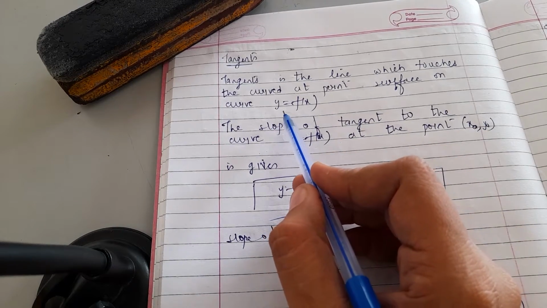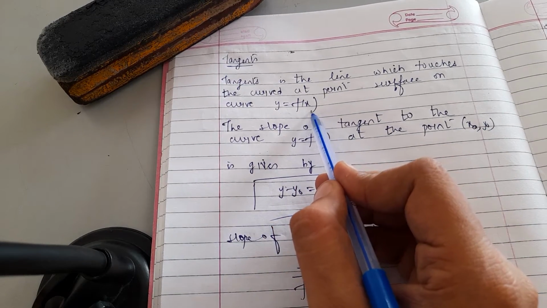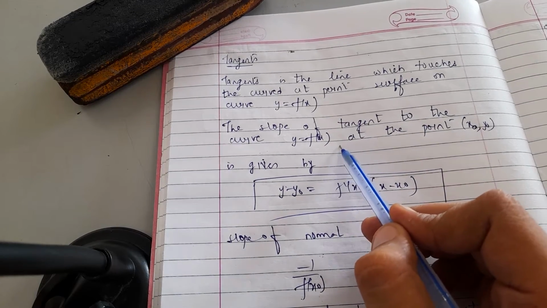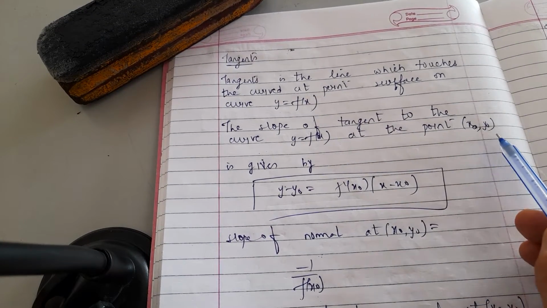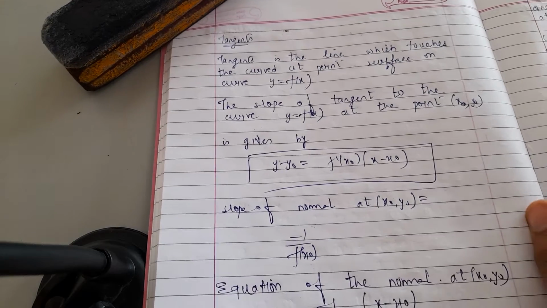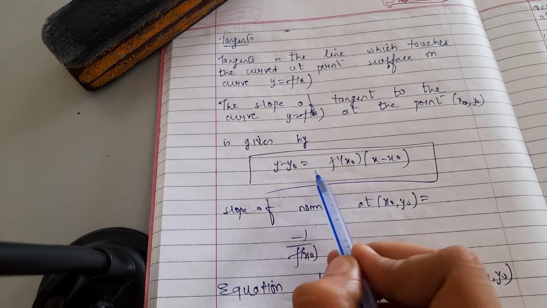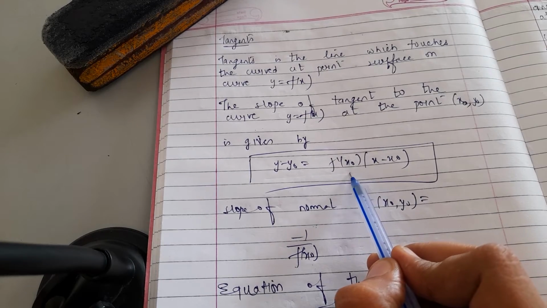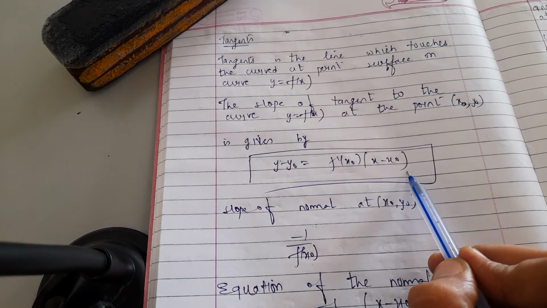Suppose the equation of the curve is y equal to f of x, right? So the equation of the tangent to the curve y equal to f of x at some point x0 comma y0 is given by y minus y0 equal to f dash of x0 into x minus x0.